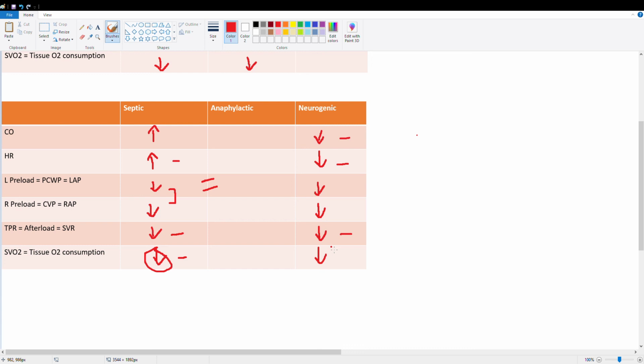flushed warm skin because our periphery is vasodilated, and key treatments here for these types of patients are going to be fluid resuscitation. You want to give atropine to treat the bradycardia, and you want to give vasopressors to increase the effectiveness of your fluid resuscitation and constrict the periphery until the person's nervous system kind of comes back online.